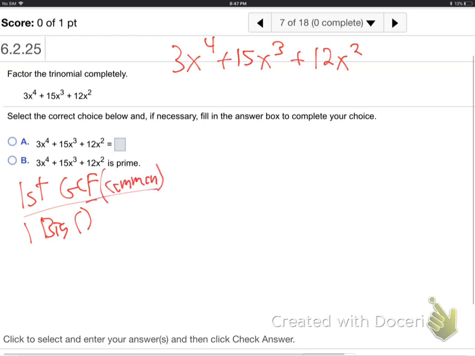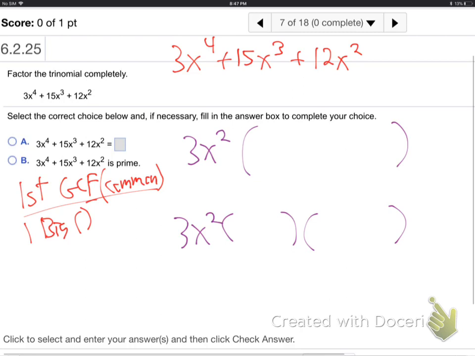So you always want to be in that habit. Look at those three. What goes into all three of those? What do all three have in common? 3. Yeah, the 3 goes into those numbers. And what power of x am I going to take out? X squared, too, huh? So take out 3x squared and do one big parenthesis, and then on the next step, you'll do the 2.